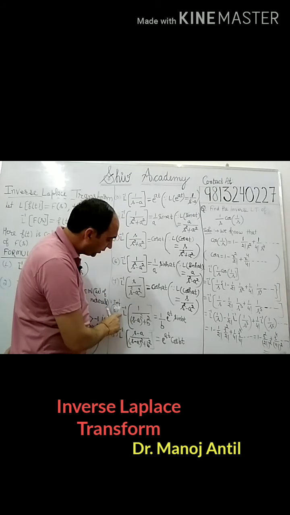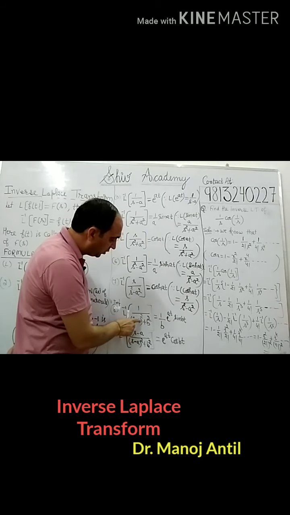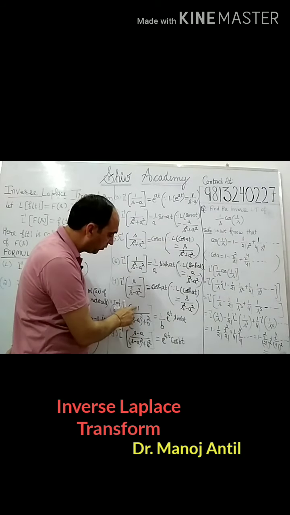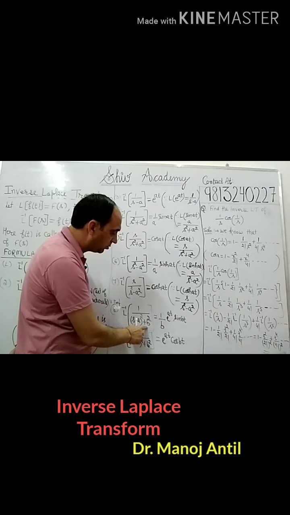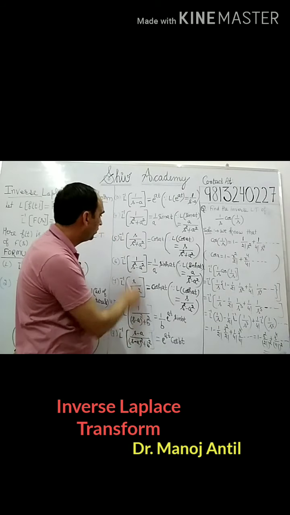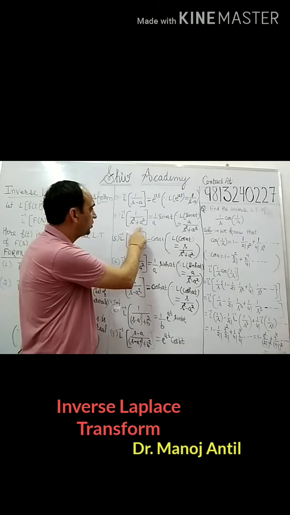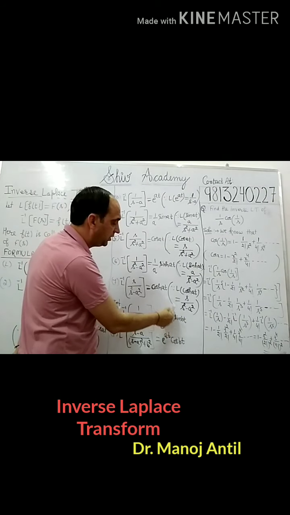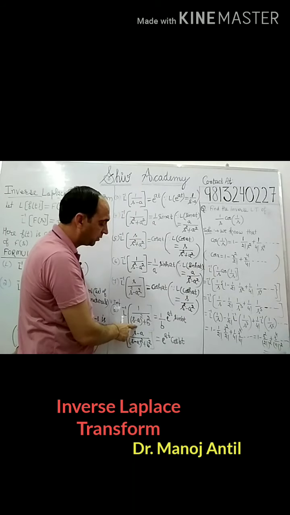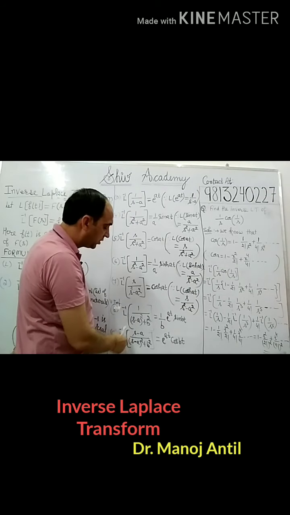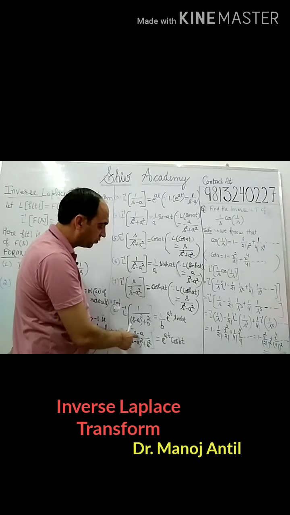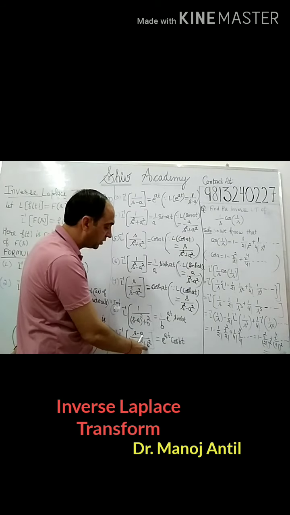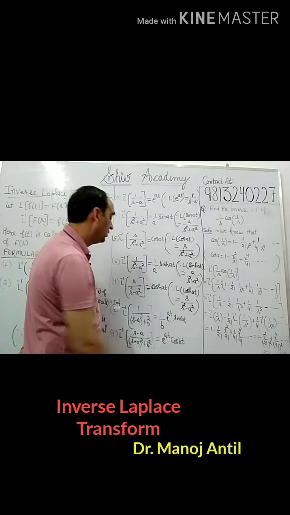Just like you look at this, L inverse of 1 by (s minus a) square plus b square. Forget about this a for a moment. Then we have the form 1 by s square plus b square. Its formula is 1 upon b sin bt. Multiply by e to the power at due to the first shifting property, because s is s minus a. Similarly, you can use this formula, L inverse of (s minus a) by (s minus a) square plus b square. So it is e to the power at cos bt.